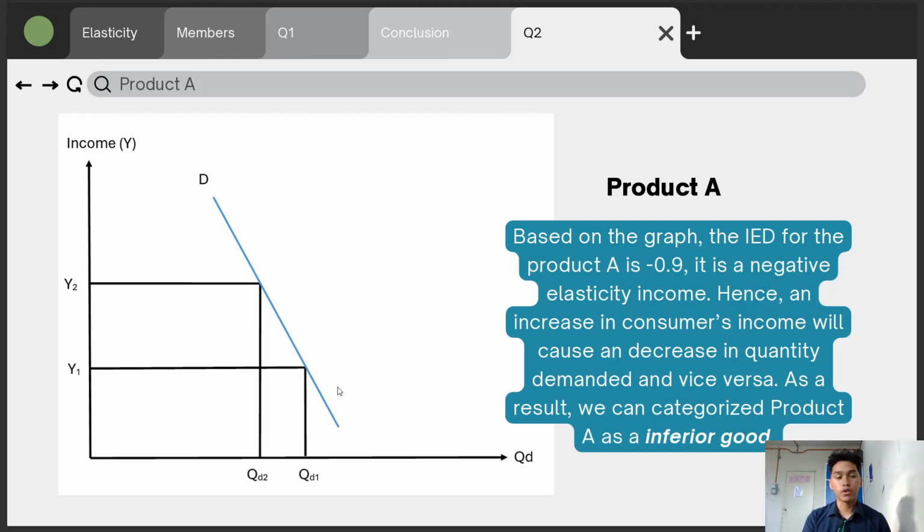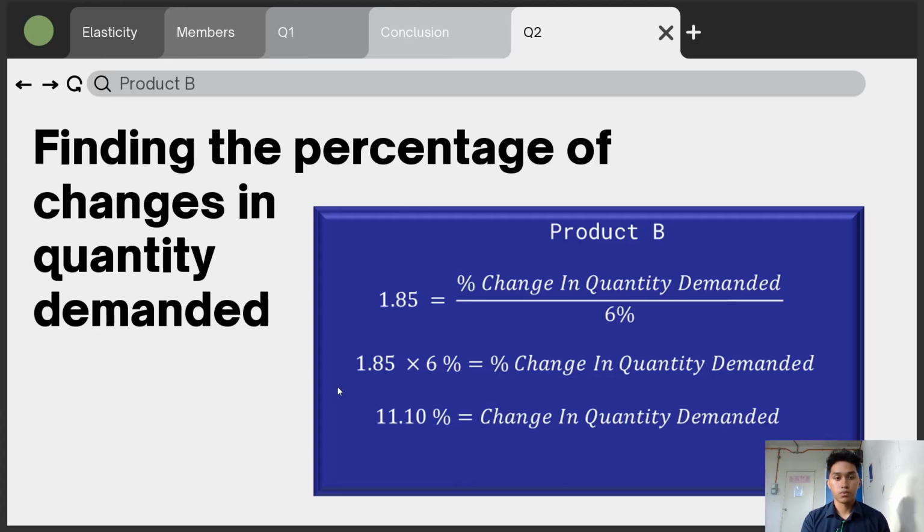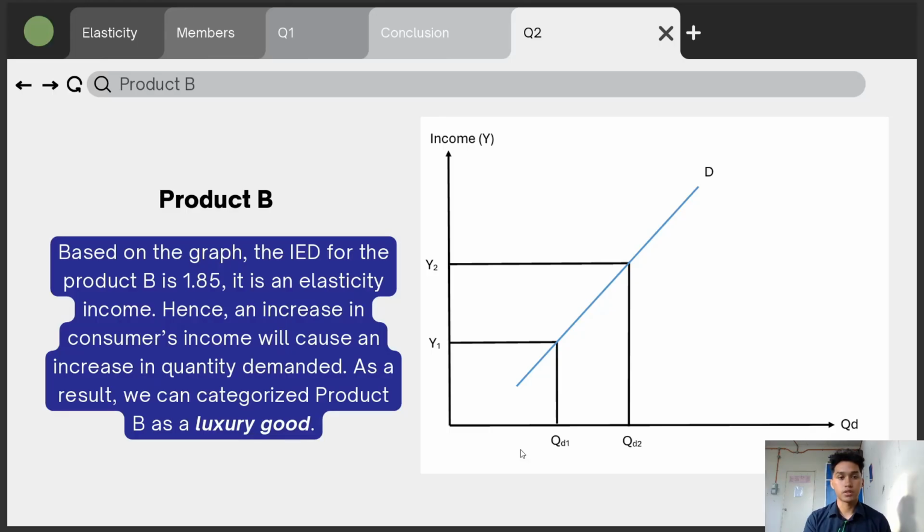We're moving on to product B. We know just now that the IED for product B is 1.85. We substitute into the formula: percentage change in quantity demanded divided by 6%. The same calculation we used for product A, we move the 6% here, times 1.85, and we get our final answer for the change in quantity demanded, 11.10%. After we get our final answer, we illustrate it in the graph, just like product A.